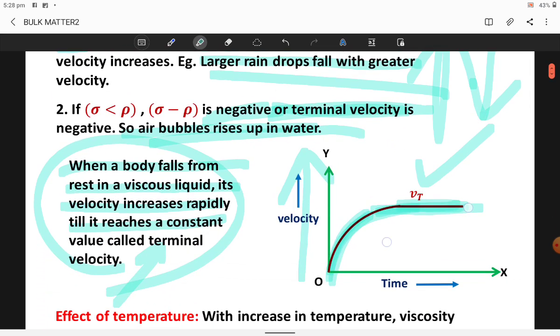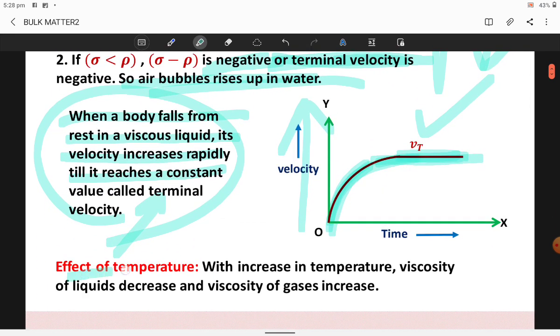That's all, and just remember the effects that change the viscosity. We find that an increase in temperature decreases the viscosity of the liquid, but the viscosity of gases increases. So for liquids it decreases, but in the case of gases the viscosity increases.